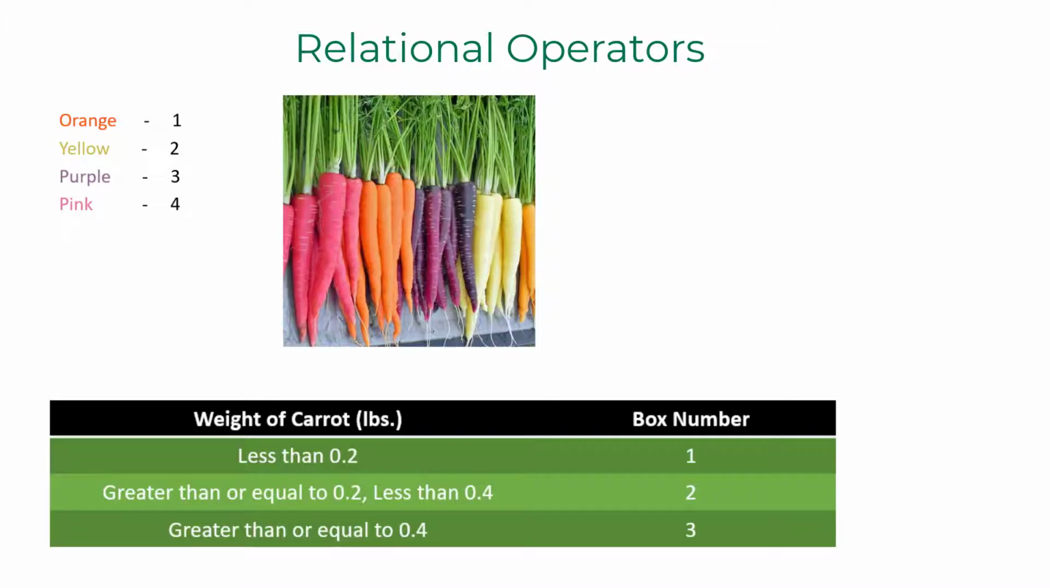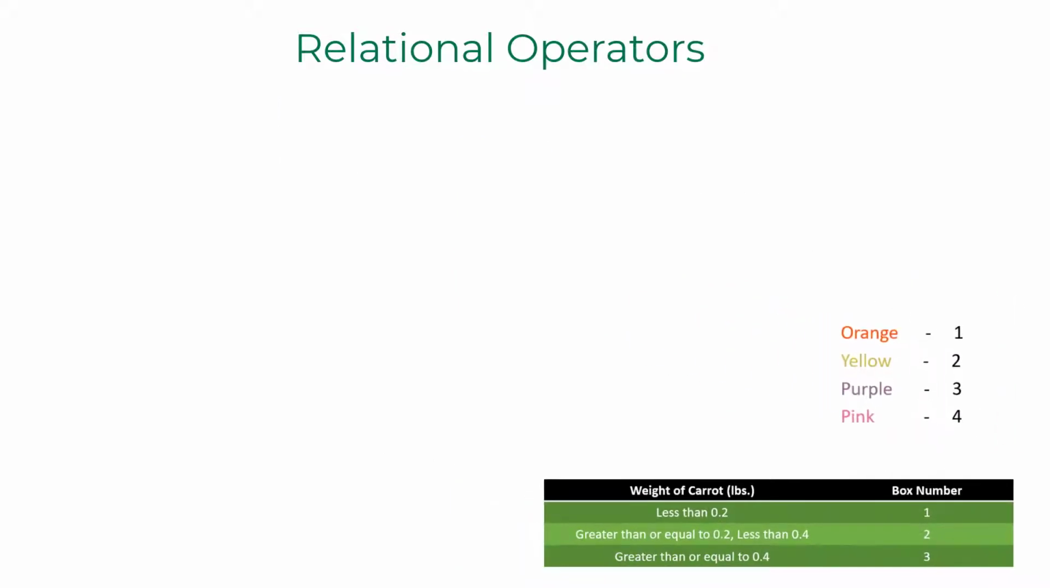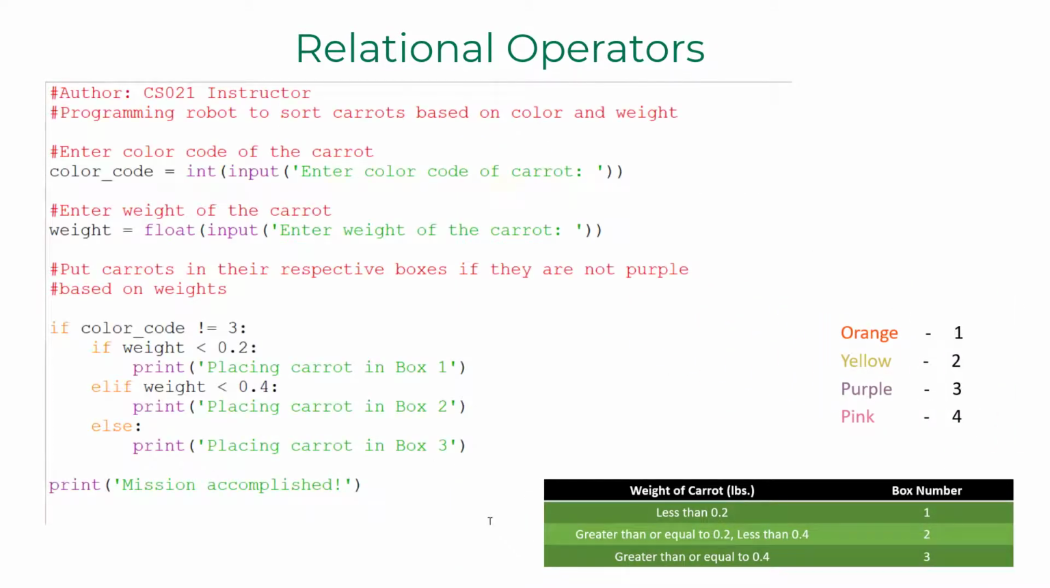Here is how you would write a program for this. First, get the keyboard input for the color code. Because the color code is an integer, we are converting it to an integer right there. Next, get the input for the carrot weight. Because the carrot weight is in decimals, we'll have to convert that into a floating point number this way.